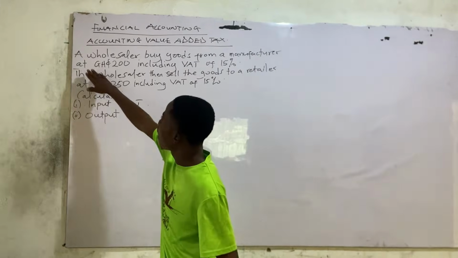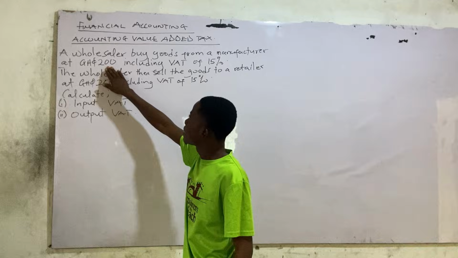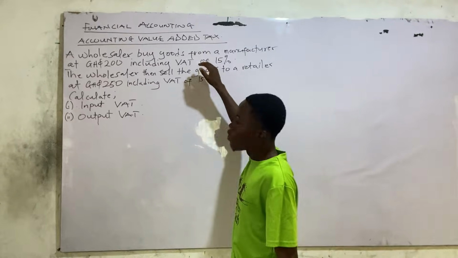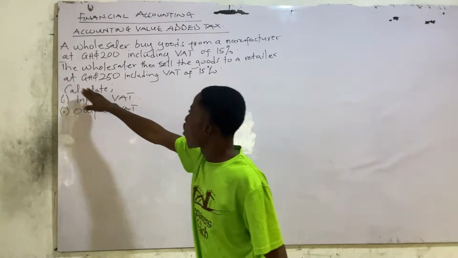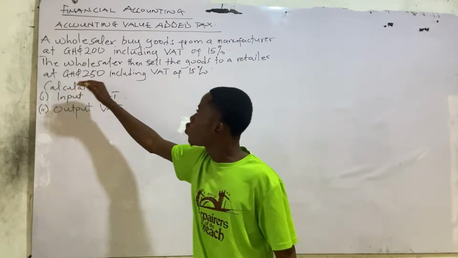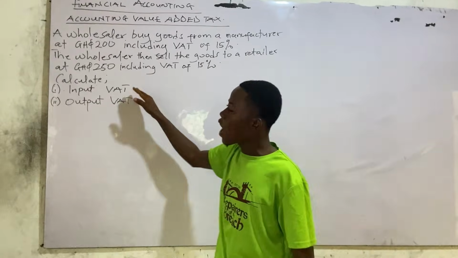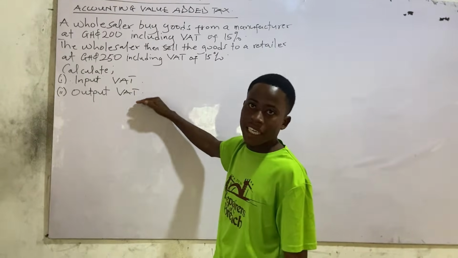Now we say a wholesaler buys goods from a manufacturer at 200 Ghana cedis, including VAT of 15%, and then the wholesaler sold the goods to a retailer at 250 cedis, including VAT of 15%. Now we are asked to calculate for input VAT and then output VAT.